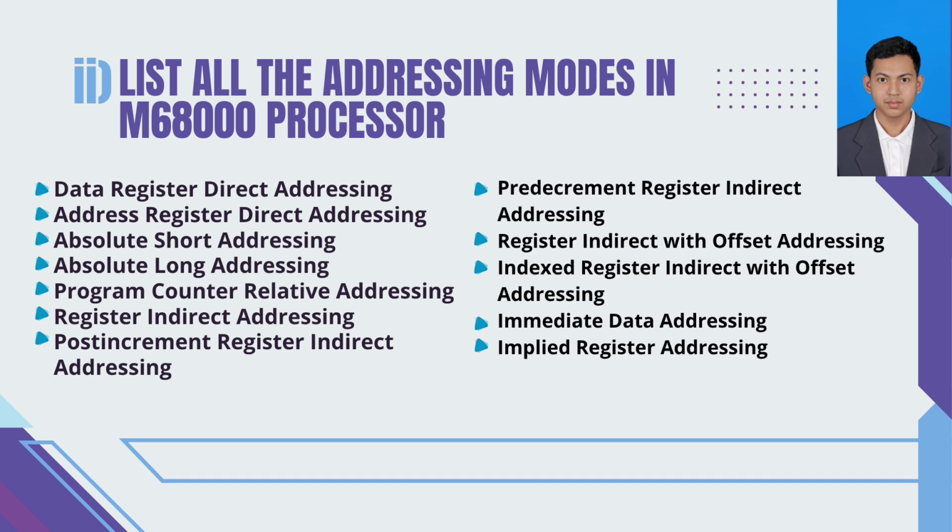After that, address register direct addressing, absolute short addressing, absolute long addressing, program counter relative addressing, register indirect addressing, post-increment register indirect addressing, pre-decrement register indirect addressing, register indirect with offset addressing, index register indirect with offset addressing, immediate data addressing, and lastly, implied register addressing.